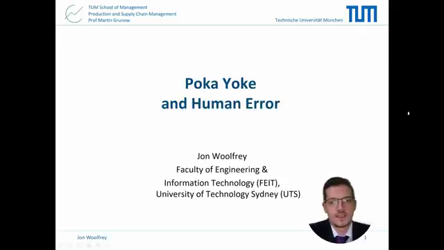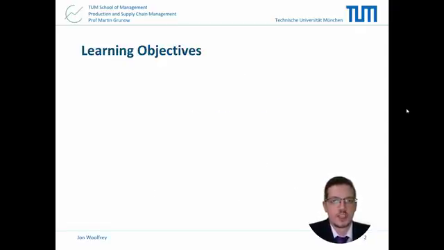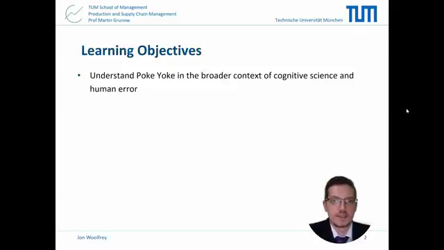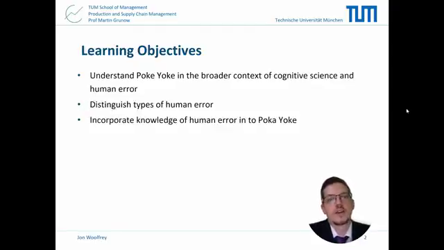Hi everyone, in the last lecture we learnt about the definition of Poka-Yoke. We looked at the standards for a good Poka-Yoke inspection device, and we looked at some examples of Poka-Yoke in our everyday lives. And so in this lecture we're going to look at some of the cognitive science behind Poka-Yoke and human error. So the learning objectives for this lecture are to understand Poka-Yoke in the broader context of cognitive science and human error, distinguish types of human error, and incorporate knowledge of human error into Poka-Yoke.